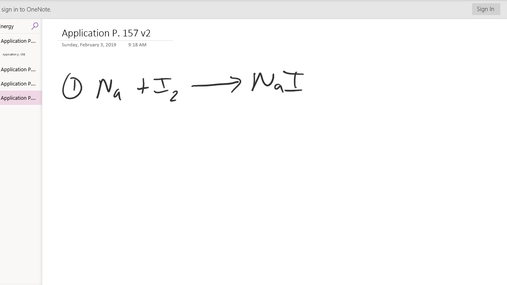Now remember, we have two sides of this equation. It's kind of like an algebraic equation, but it's a chemical equation. On the left-hand side are the reactants, and on the right-hand side are the products of the reaction. So we have reactants, and these are the products.